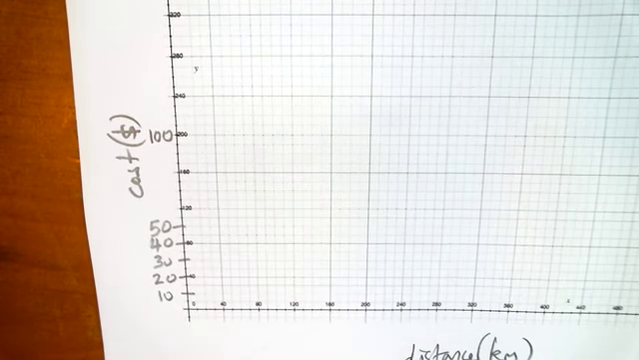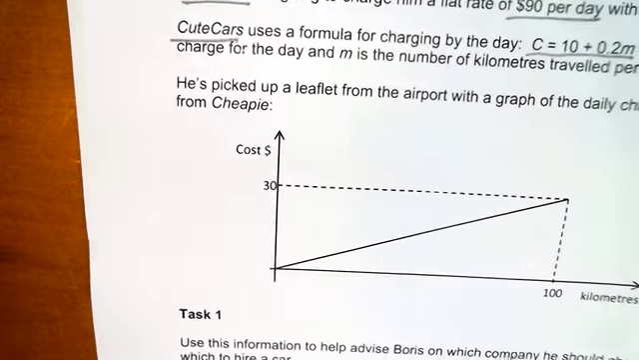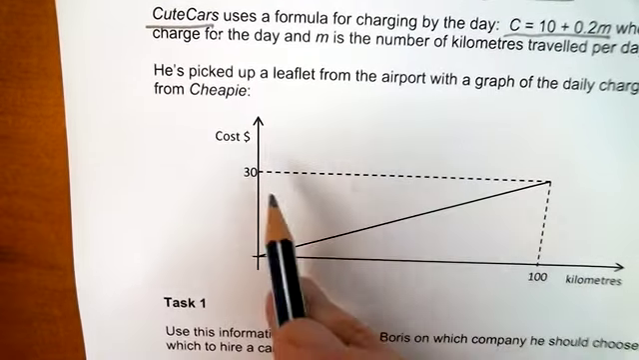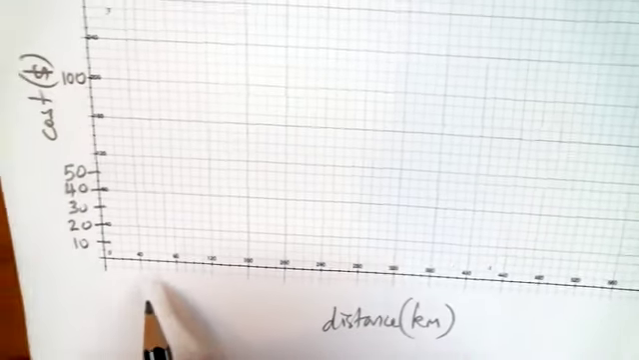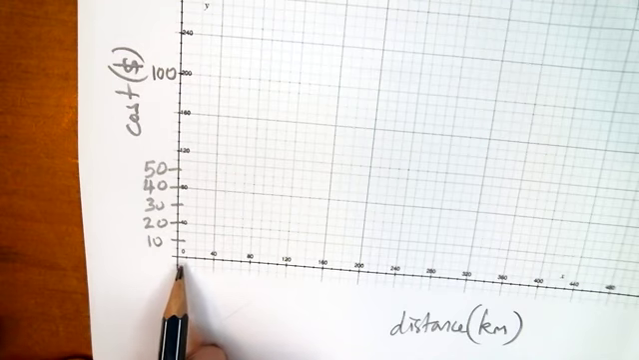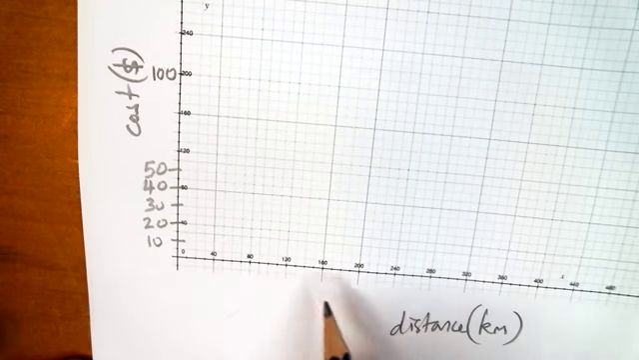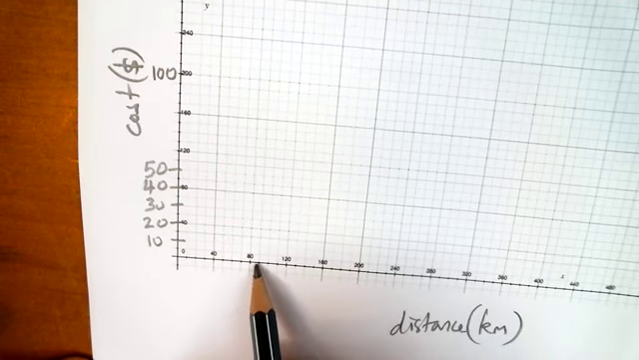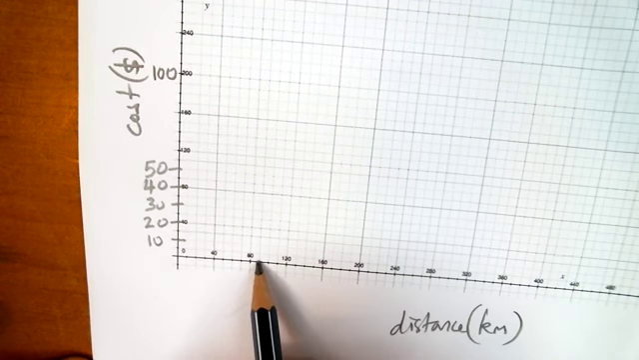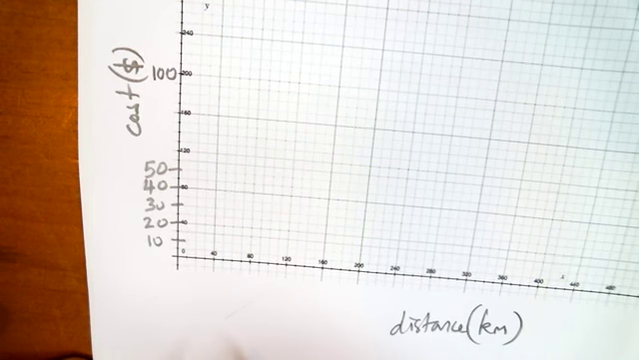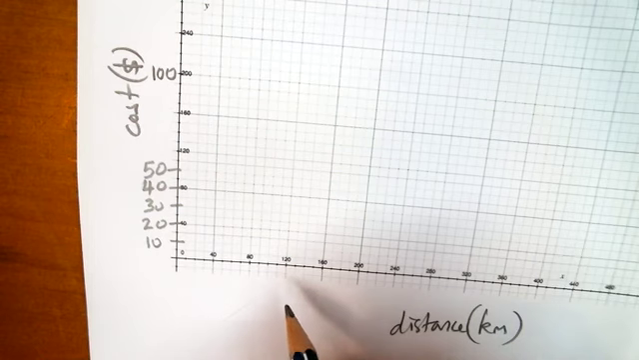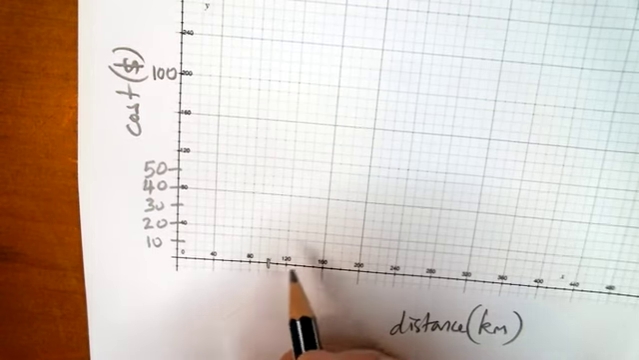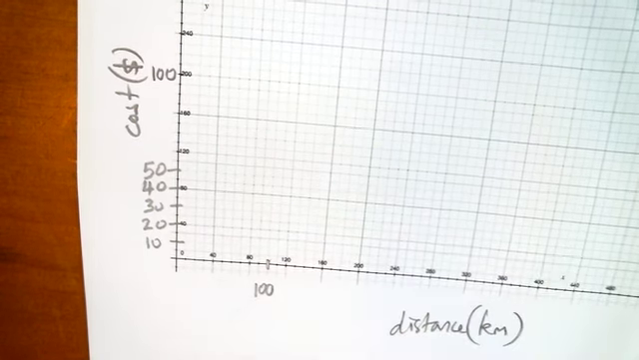So the first thing I'm going to do is transcribe this graph here, which at 100 kilometers is $30. So that's nice and straightforward. Here's 100. We've got 100 kilometers. So 80, 90, 100. So 100 is actually there. Yeah, I guess we'll just go with what they've got, really. So there is my 100. That's 100 kilometers there. And that's going to be $30.